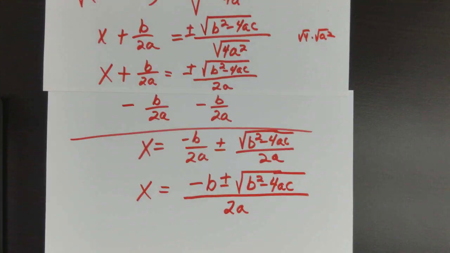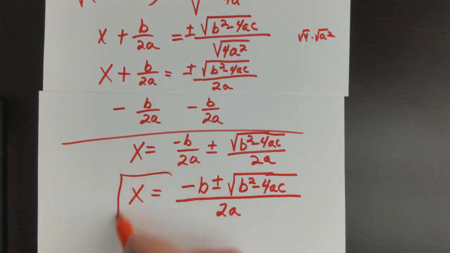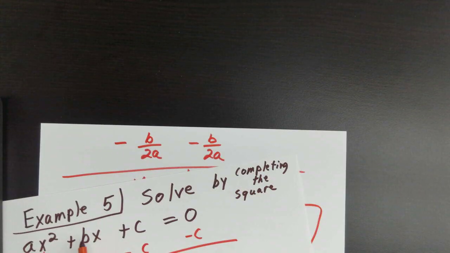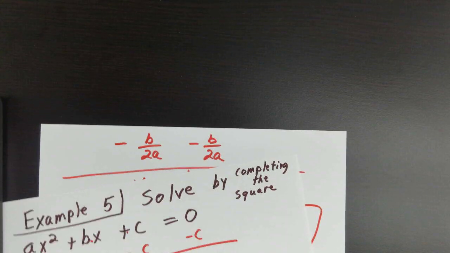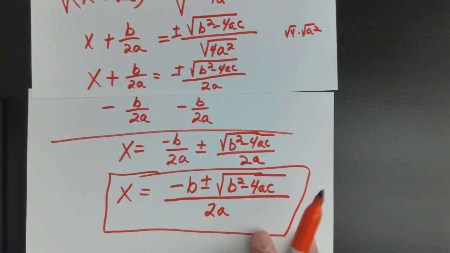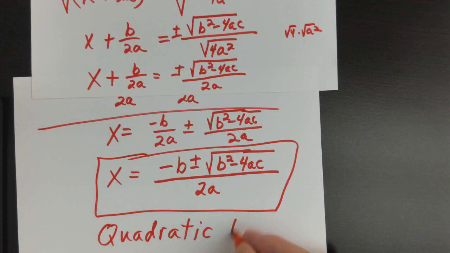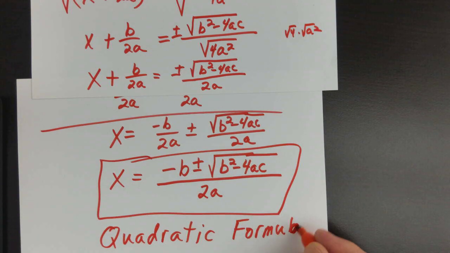And what we have here is the solution to ax squared plus bx plus c equals 0. And that happens to be what we call the quadratic formula, which you need to know.